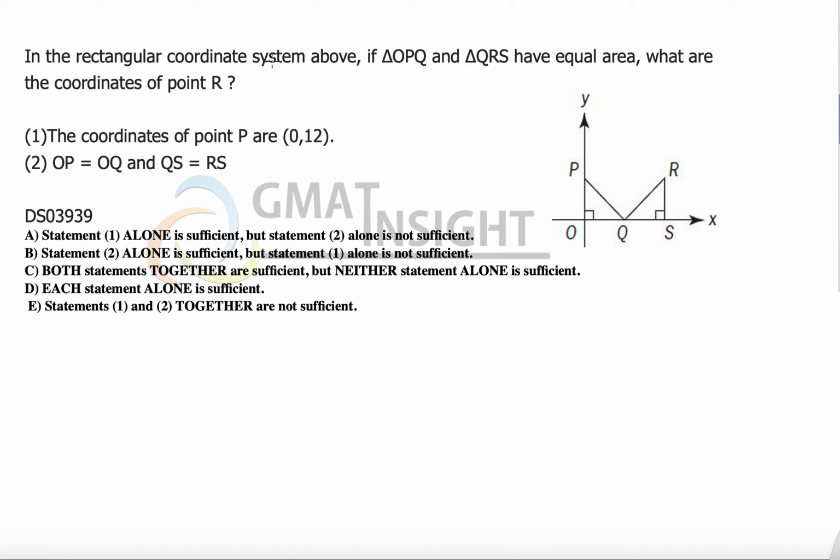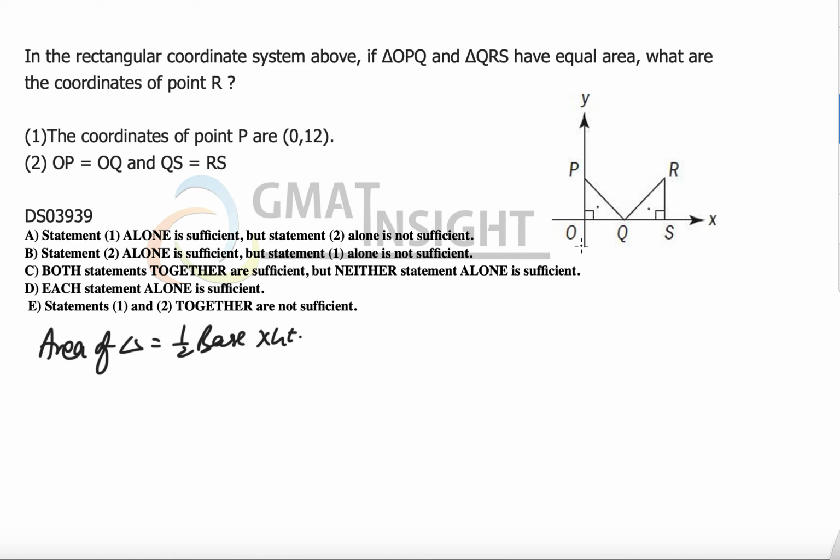In the rectangular coordinate system, if triangle OPQ and triangle QRS have equal area, OPQ is this triangle and QRS is this triangle, both the triangles have equal areas, and let me also remind that the area of any triangle is given by half of base multiplied by height, where base and height are perpendicular. What are the coordinates of point R?